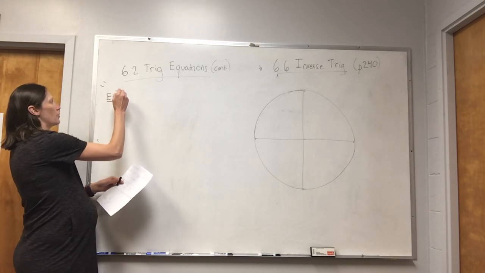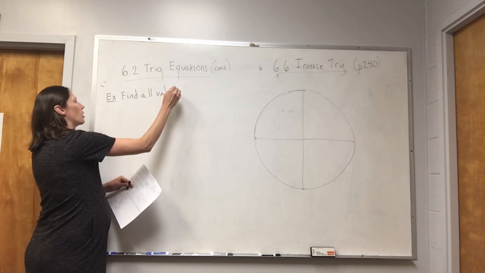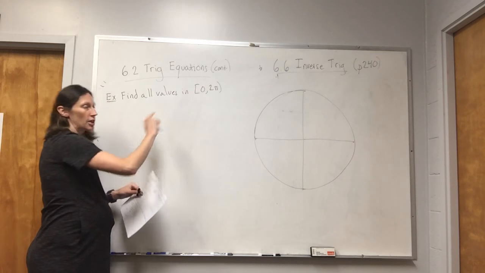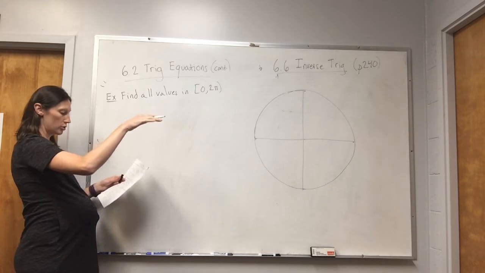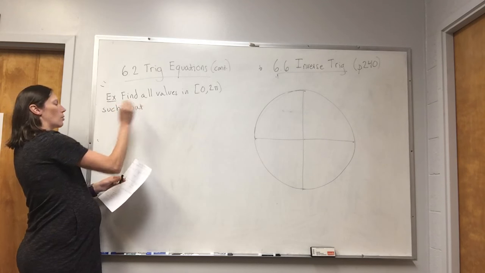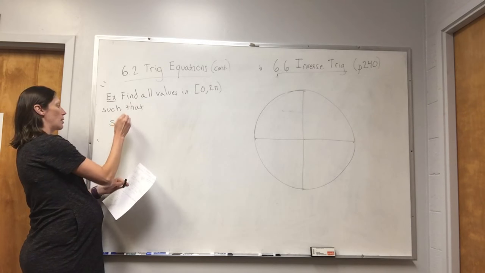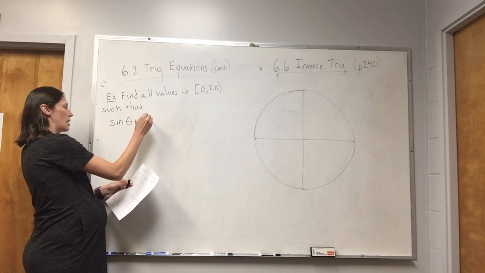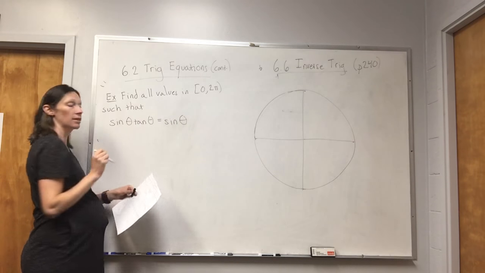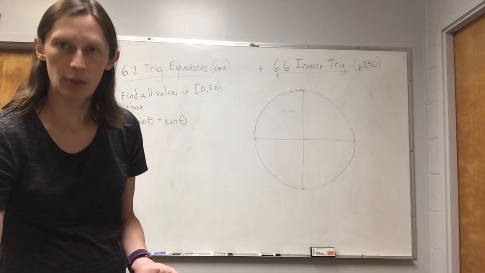So find all values in the interval from 0 to 2 pi. Looking at the notation, include 0, don't include 2 pi, such that they will satisfy this equation. Okay, and the equation is sine theta times tangent theta equals sine theta.